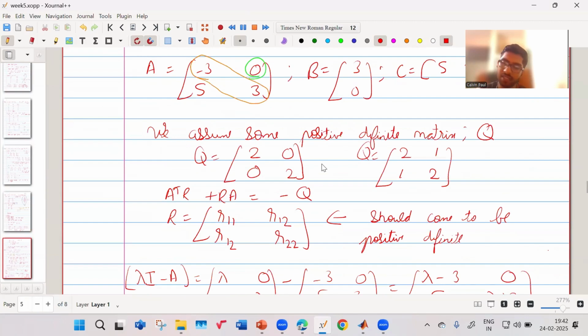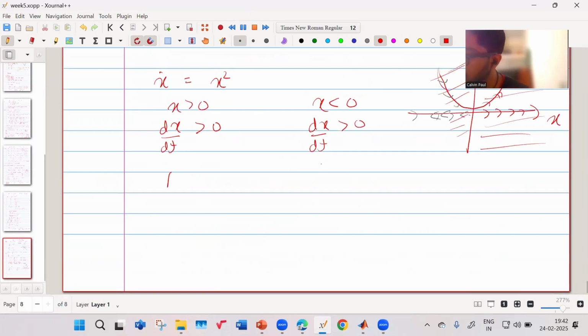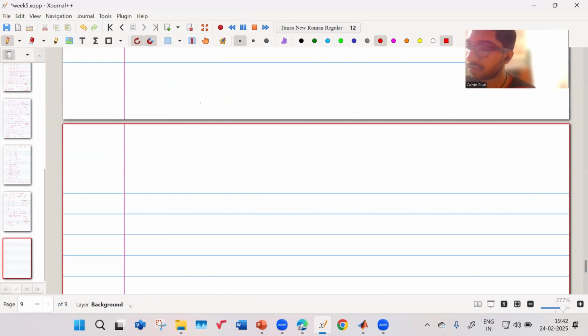We can try A transpose R plus R A equal to minus Q, or whether this will come. How do we find the values of R? Let us check this one case. Q is 2002 and A is minus 3053. So we have A transpose R plus RA is equal to minus Q. I think I can start a new page.